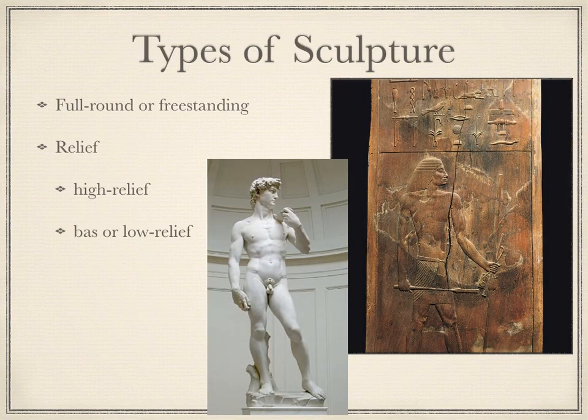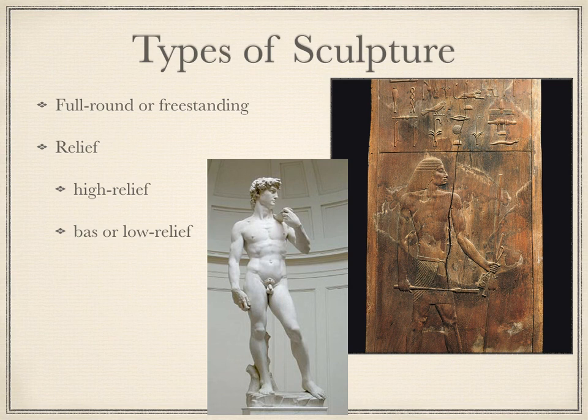All right, the dimensionality of sculptures, we have what's called full round or freestanding. You can see that in the image on the left. This is Michelangelo's David, 1501 to 04, and it is marble. Think of sculptures in the round or full round this way: you can fully walk around them, and so you can see the work from various different angles.